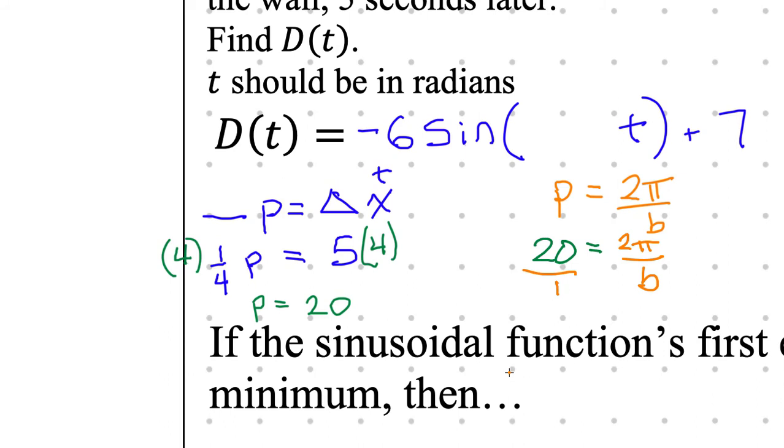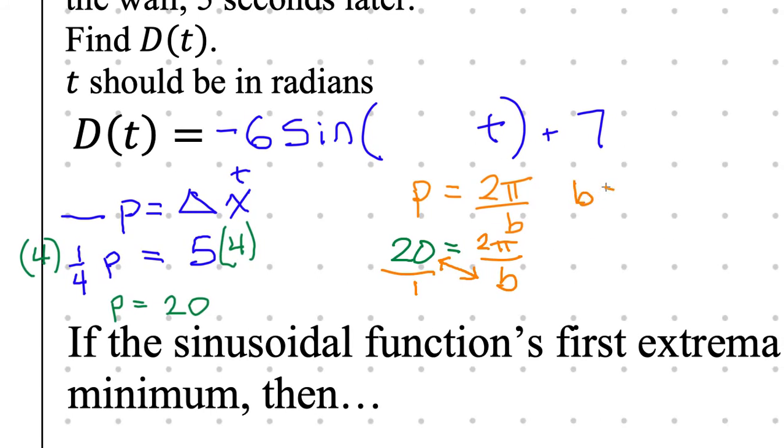Because I have a fraction equal to a fraction. When I have a fraction equal to a fraction, I could cross multiply and solve, but there's a faster way. Beverly, you switch 20 and B. Switch 20 and B. So our final answer for B is equal to 2 pi over the switched 20.